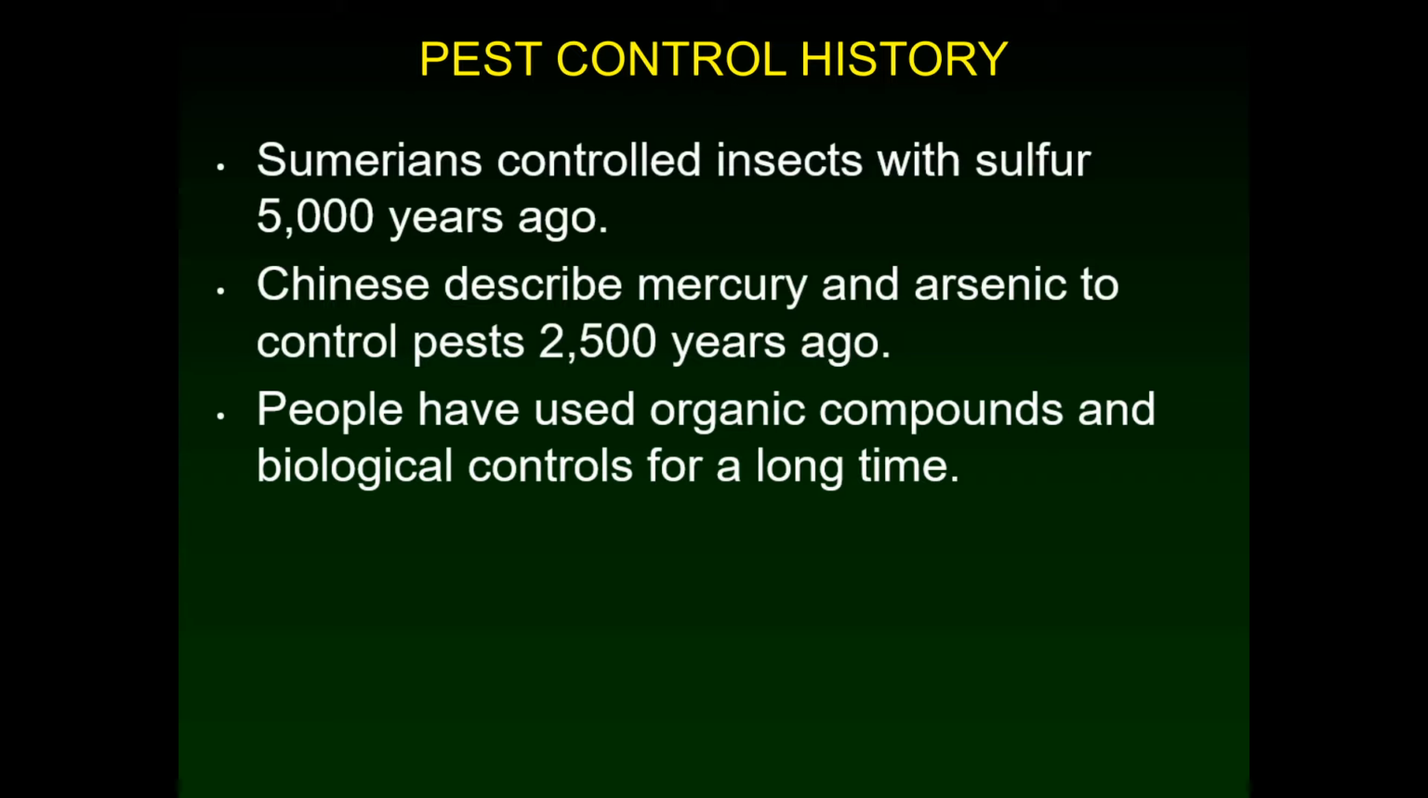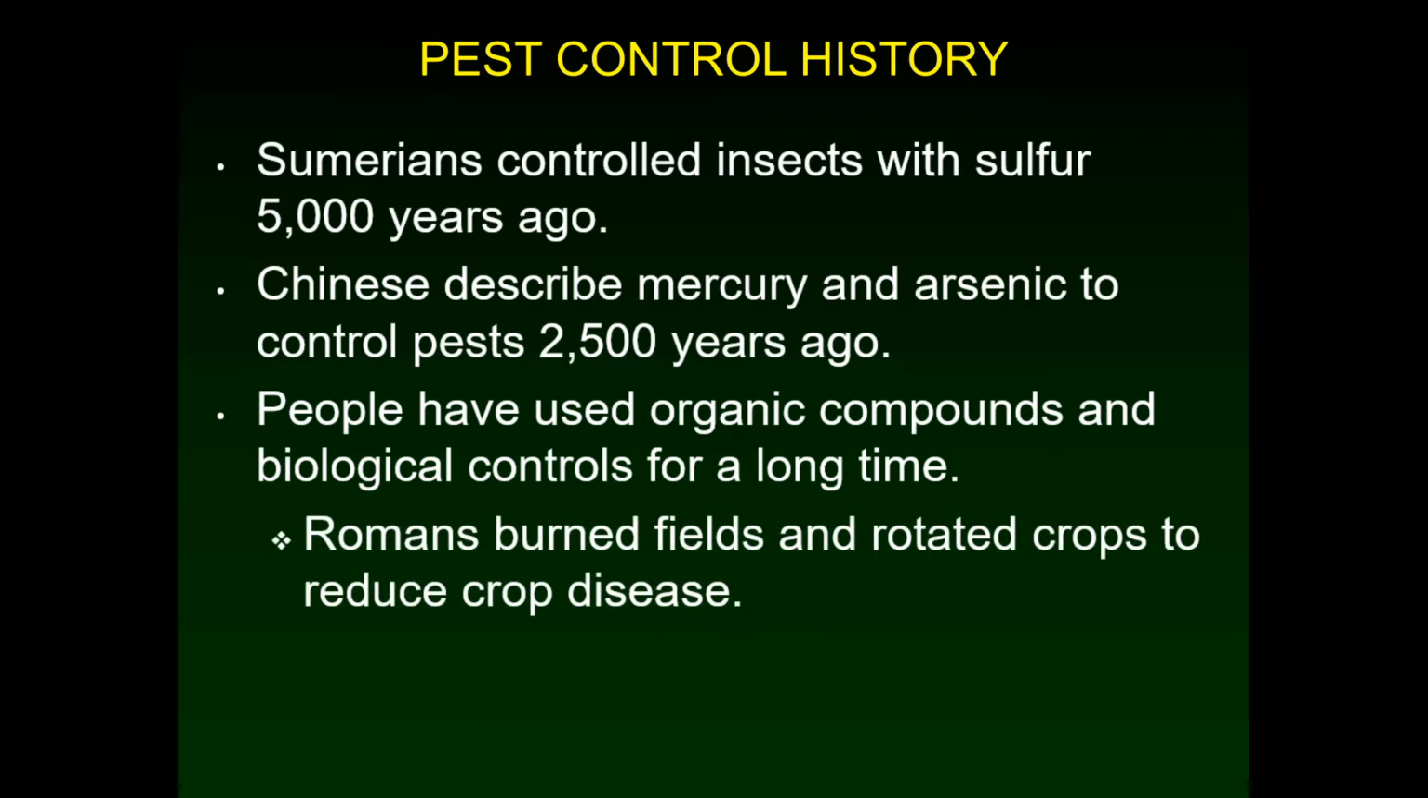People have used organic compounds and biological controls for the longest time. Biological controls is something that I studied for a small bit because of control of invasive species using biological methods. The Romans burned fields and rotated crops to reduce diseases. We think of the Romans as very primitive, but a lot of what we know about modern day society comes out of Roman culture because they had such a large population. They needed to feed that population, and politics played a big hand in that.